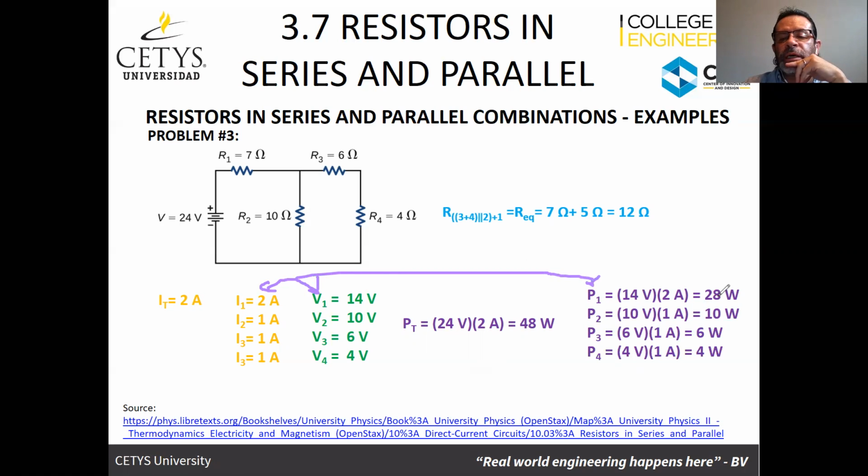And so we've got 28, 10, 6, and 4, multiplying the voltages and the amps. And we notice here that if we sum all of these, we're going to get the total power. Because the power supply is providing the 48 volts, and those 48 watts are distributed into each of the elements. So the sum of all these has to be equivalent to the total power.